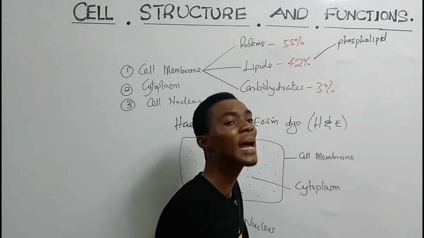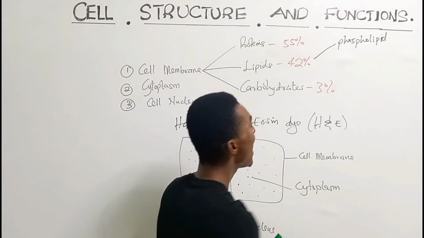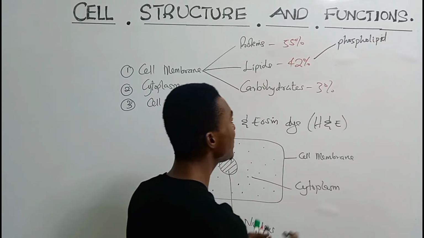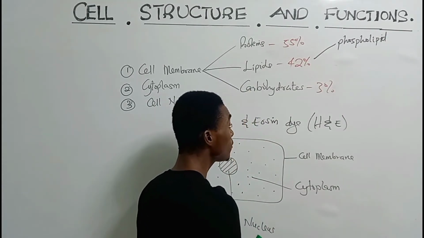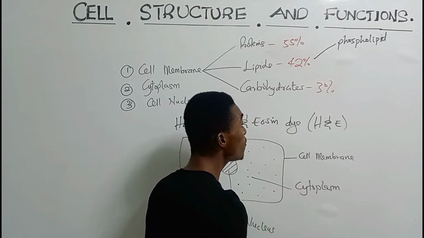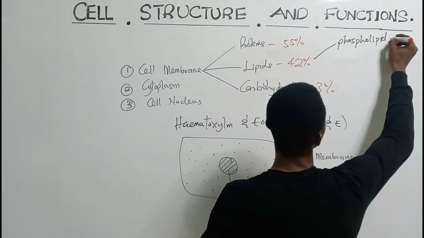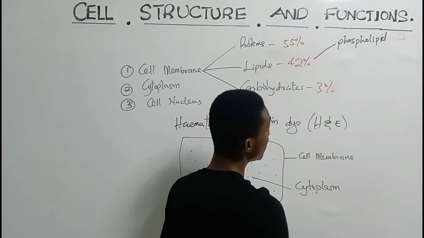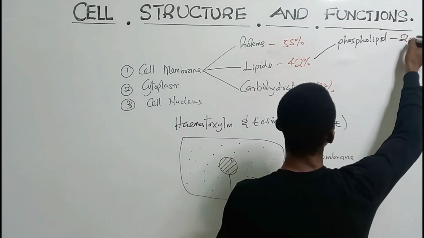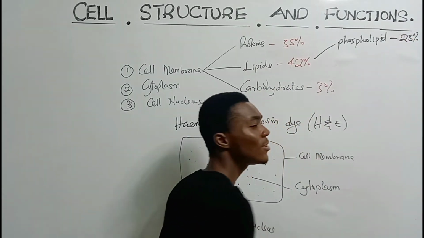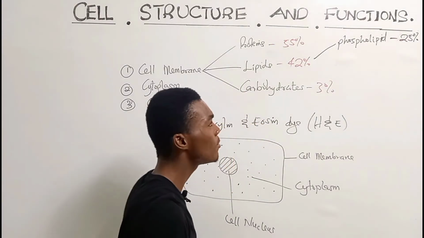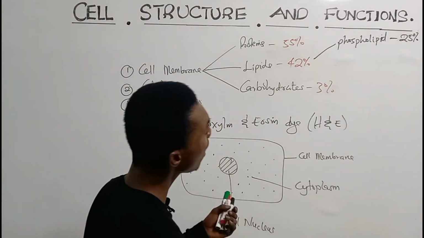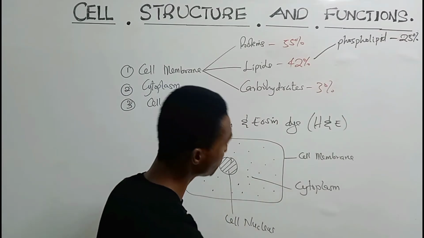Later on, we will look at the different types of phospholipids that we have in the cell membrane. How much phospholipid can be found there in terms of percentage? In terms of percentage, phospholipids are contributing about 25% of the overall lipid component of the cell membrane. Is that okay? Now, what about the other types of lipids that we have?